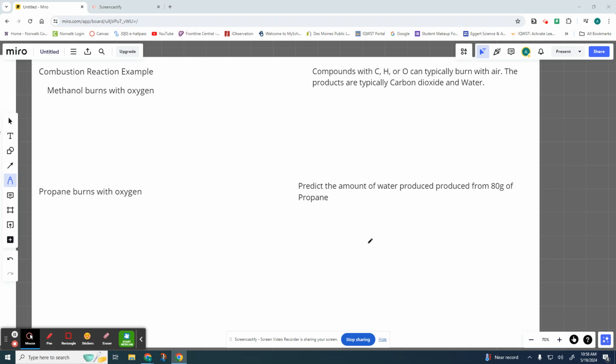I'm going to walk you guys through two examples of combustion reactions. Now, combustion reactions are often one of the most difficult reactions to balance. In general, the note in the top right here talks about compounds that have carbon, hydrogen, or carbon, hydrogen, and oxygen can typically burn with air. And when they do burn, the products are typically carbon dioxide and water.